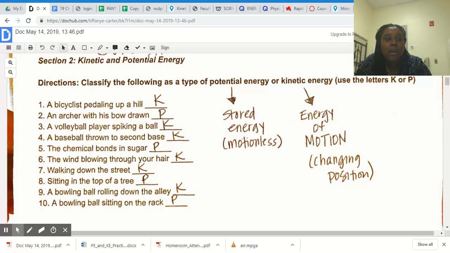Number 1, a bicyclist pedaling up a hill. So if I'm pedaling, I'm moving, okay? So I am using some of my stored energy depending on where I am, but I am in motion, so I have kinetic energy.